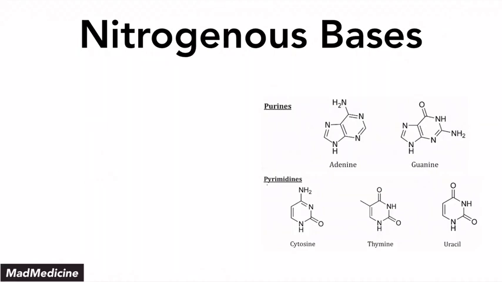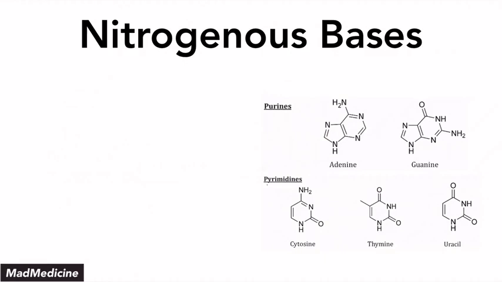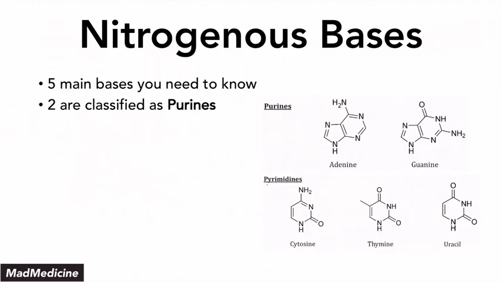Now, the nitrogenous bases that we're talking about, which are located right here, are going to determine what kind of nucleotide you have and what type of bonding it's going to have. So you have two main types of nitrogenous bases, right? There are 5 main bases you need to know. 2 of them are classified as purines, located right here, and these are adenine and guanine. These are your 2 nucleotide bases that you're going to see attached to nucleotides or nucleosides.